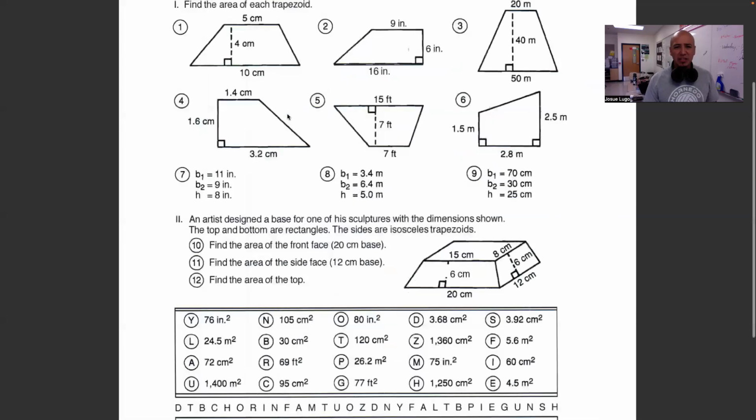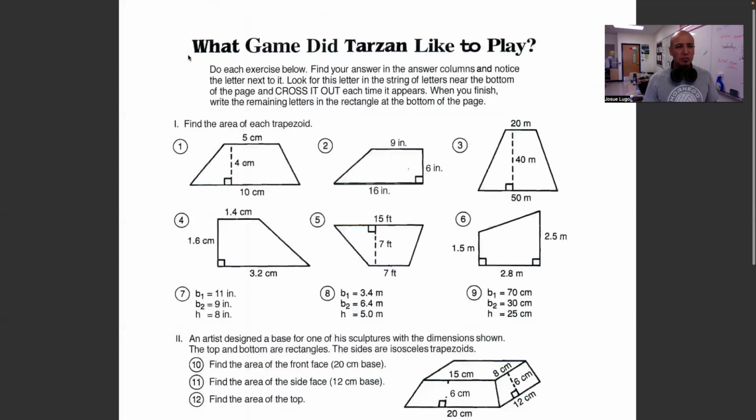So again, we technically already did number 1. So let's go ahead and do number 2 together. So here we're given this trapezoid. Notice that the bases, ladies and gentlemen, are going to be these 9 and 16, and the height is going to be 6, which happens to also be the side of the trapezoid. Why? Because it is perpendicular. So the distance right here, ladies and gentlemen, is a distance of 6 inches.